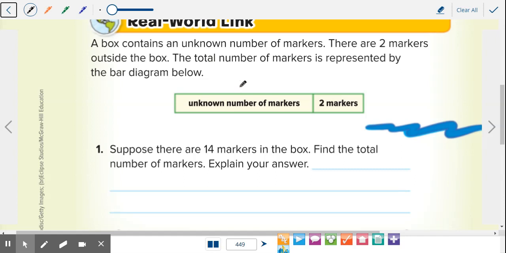So above it, I'm going to write box. And then you can put outside on this one, just so we know that that's talking about outside of the box. All right, we can label that.